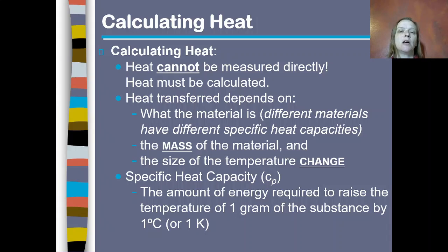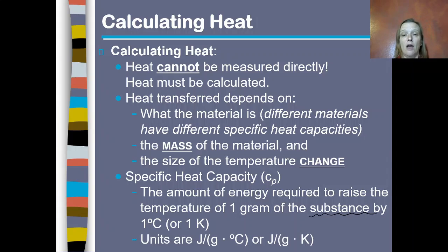Specific heat capacity. Specific heat capacity is a way of putting a number on how much energy it takes to heat up a particular substance. So the definition of specific heat capacity is it's the amount of energy required to raise the temperature of 1 gram of a substance by 1 degree Celsius. So each different substance has its own specific heat capacity because each substance is different. The units for specific heat capacity are joules per gram degree Celsius or joules per gram degree Kelvin.